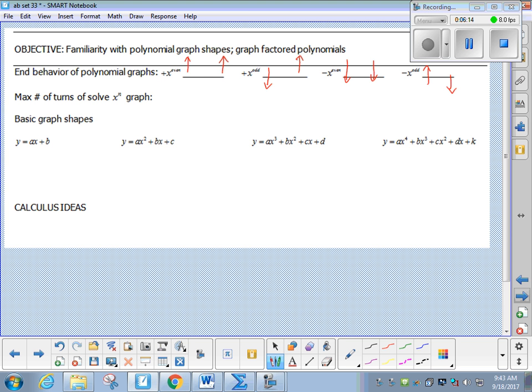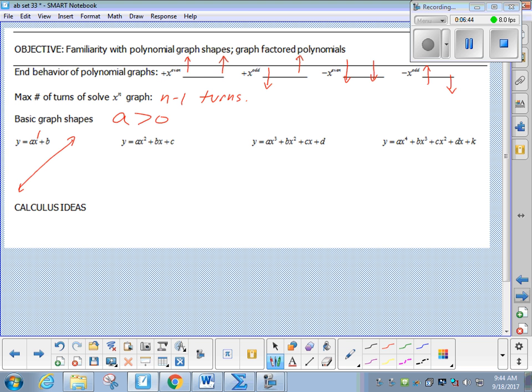All right. Now, what about the max number of turns? An x to the n graph could take a max number of n minus 1 turns. For example, ax plus b, also known as a line. How many turns does it take? Let's assume a is greater than 0 for this purpose. It takes 0 turns. Actually, I don't even need the axis. It takes no turns. X to the first takes no turns.